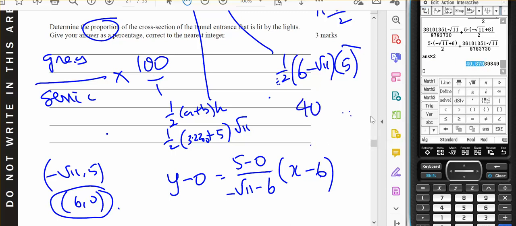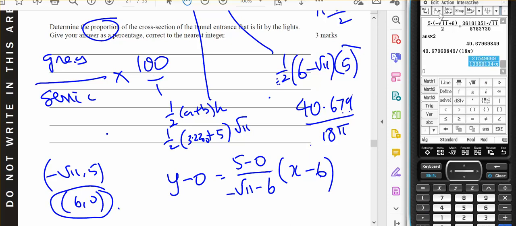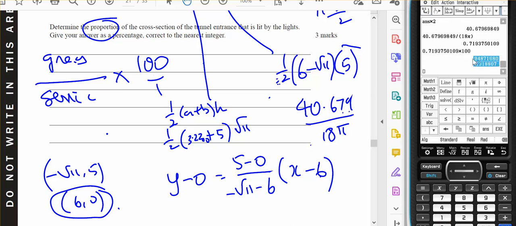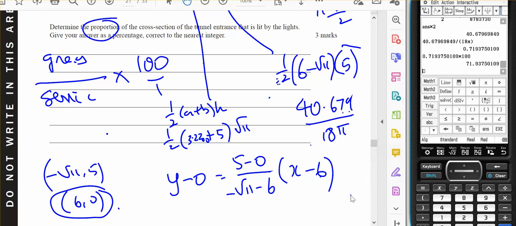So I've got 40.679 divided by 18 pi, and take that and times it by 100. That gives me 71.93, therefore 72%.